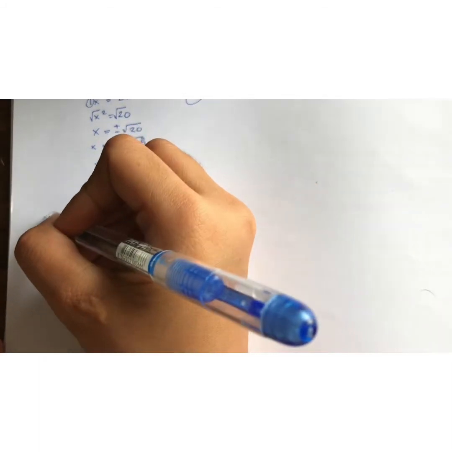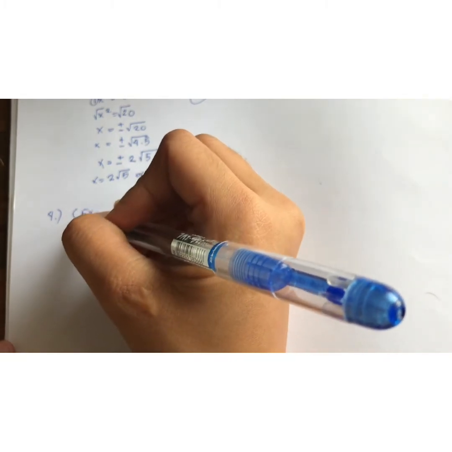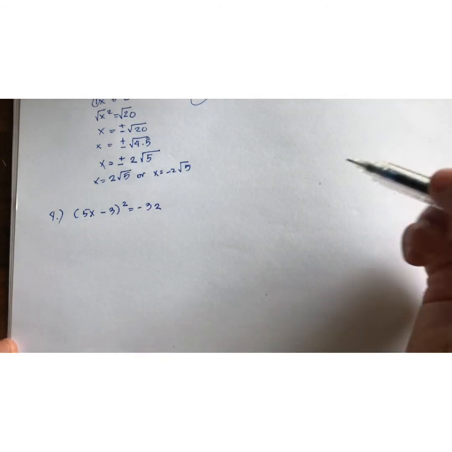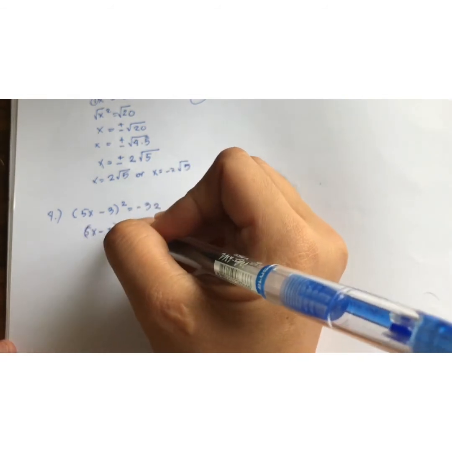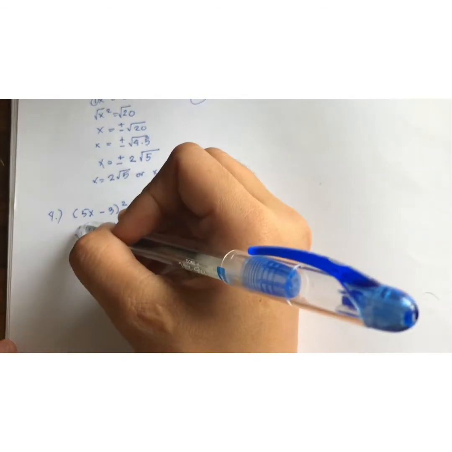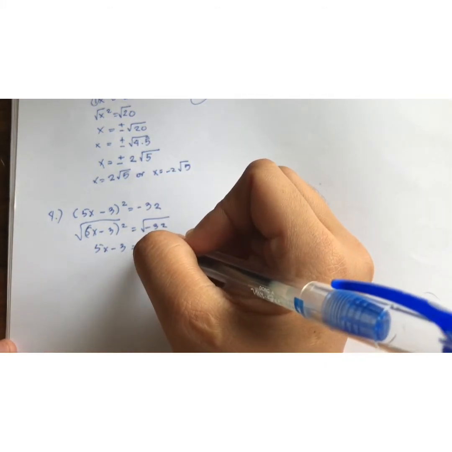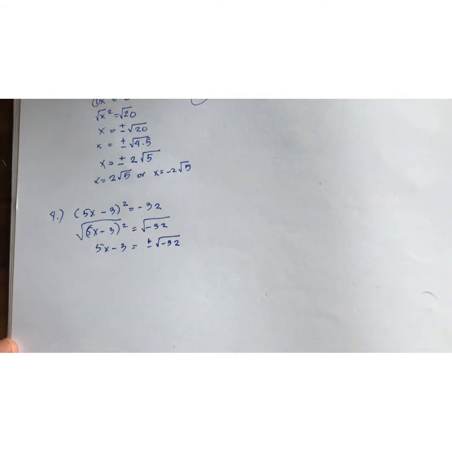So for another example, we have number 4. Let's try this example: (5x minus 3) squared equals negative 32. So we have to take the root of these terms. So (5x minus 3) squared equals negative 32. Taking the roots, this becomes 5x minus 3 equals positive or negative square root of 32.